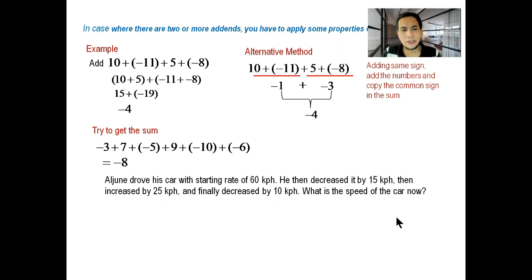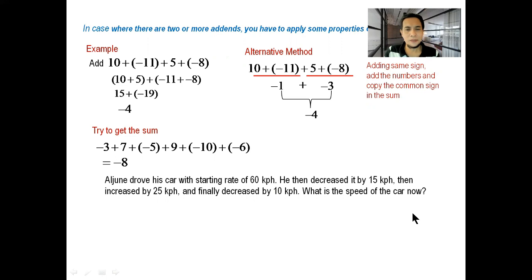All right, let's go to the application of addition of integers. We have this problem. Aljun drove his car with a starting rate of 60 km per hour. He then decreased it by 15 km per hour, then increased by 25 km per hour, and finally decreased by 10 km per hour. What is the speed of the car now?